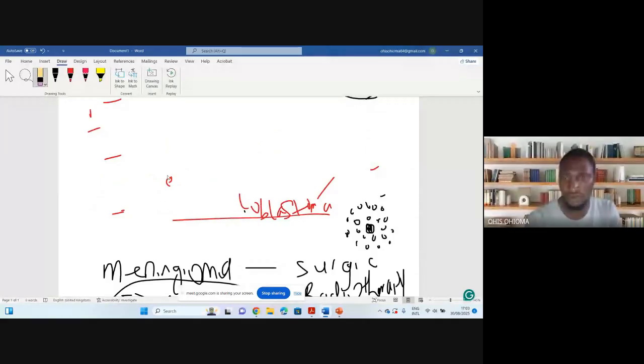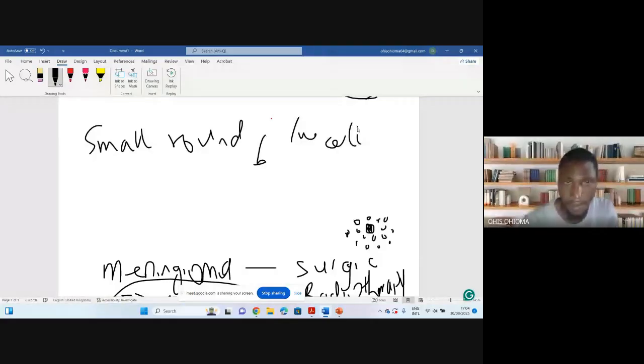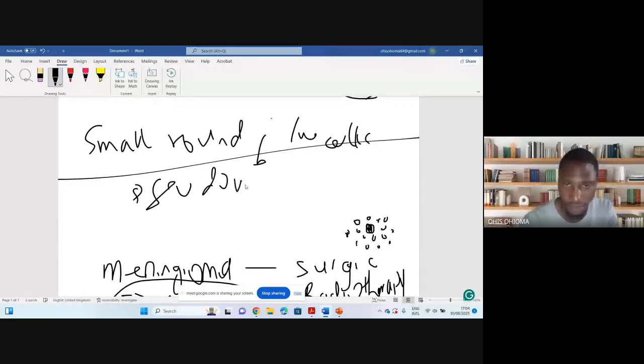I said that the medulloblastoma is a unique tumor because of the cell of origin, right? The medulloblastoma is what we call the small round blue cell tumor. And it forms what we call pseudorosettes. On histology, this is what you need to know basically: pseudorosette cells.